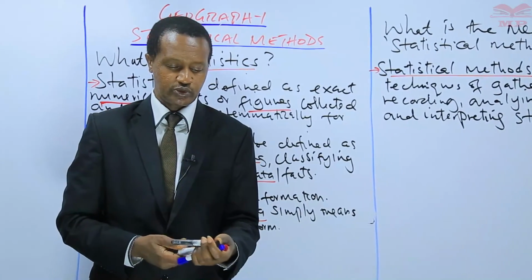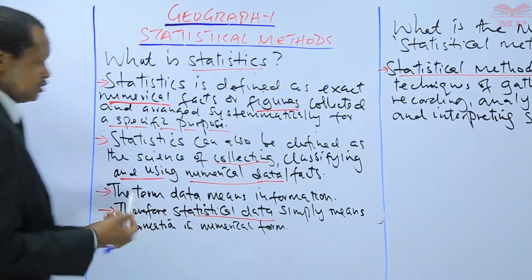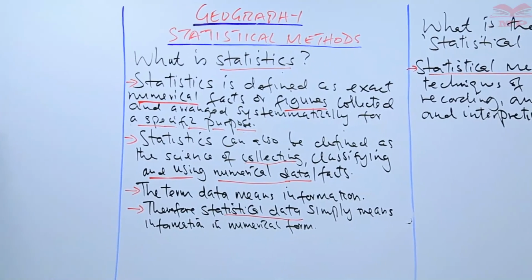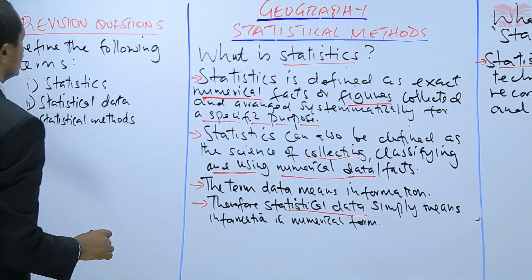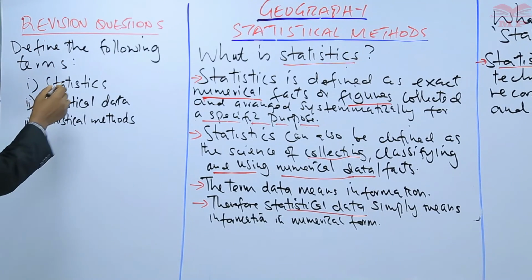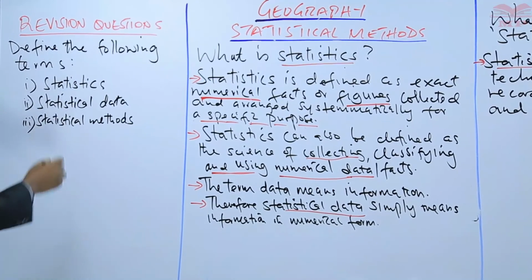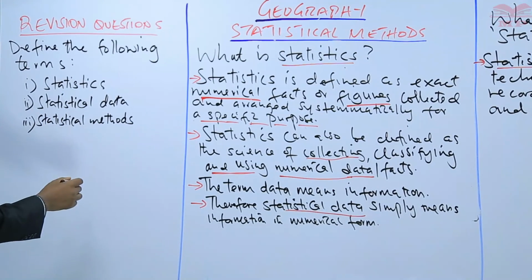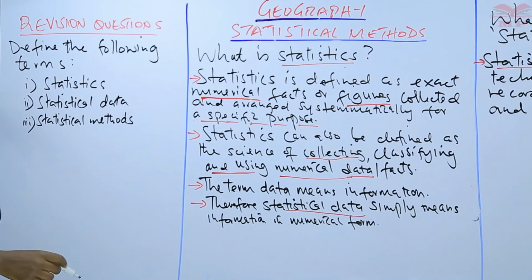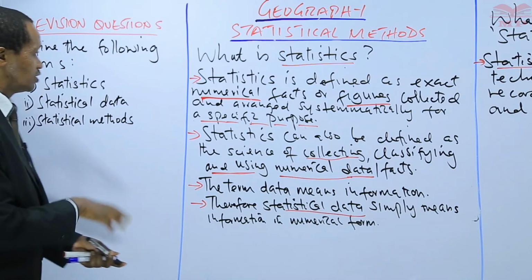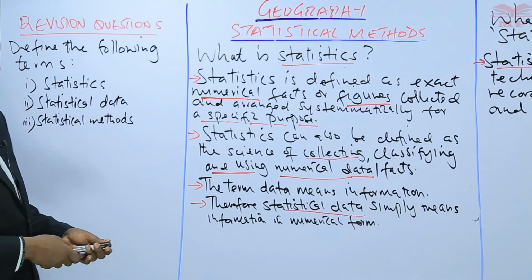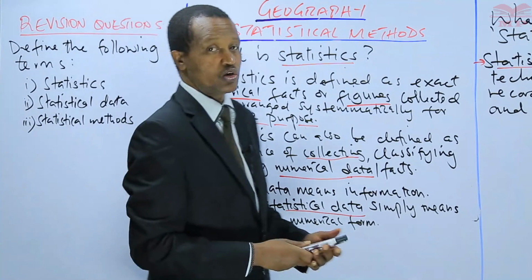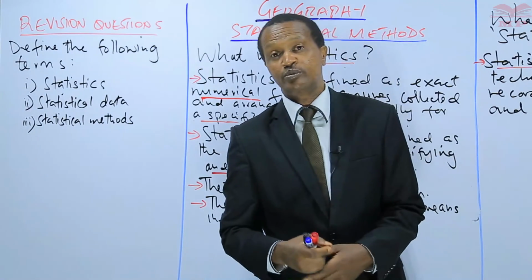Before we close the lesson, I'm going to give you revision questions. Define the following terms. 1, statistics. 2, statistical data. 3, statistical methods. When answering these questions, please make sure you close your exercise book so that you try and see if you can recall what we have learned from your memory.